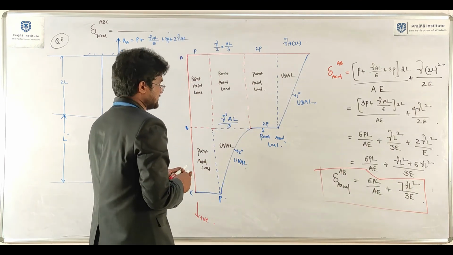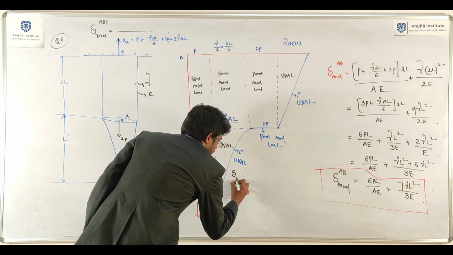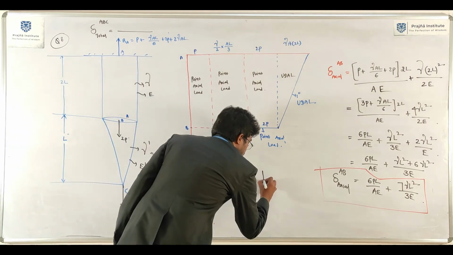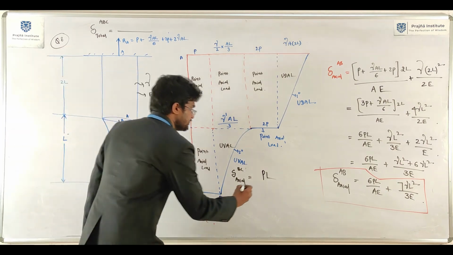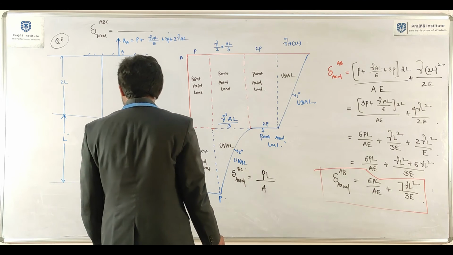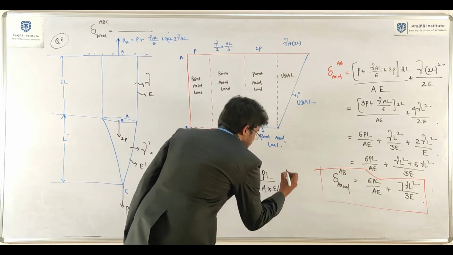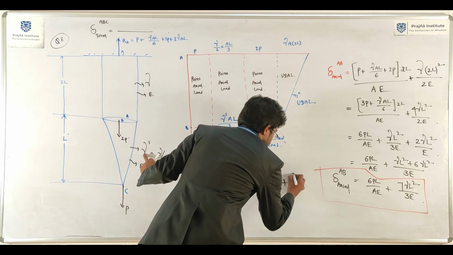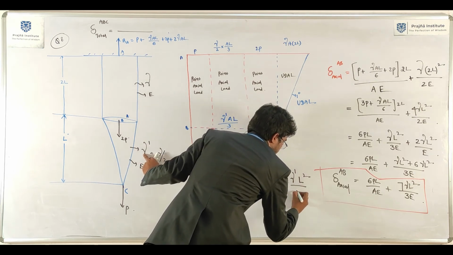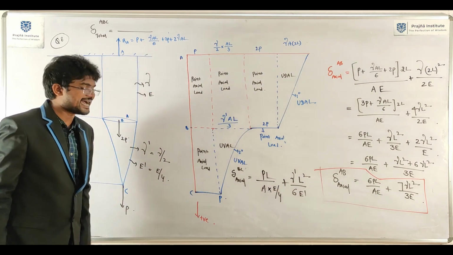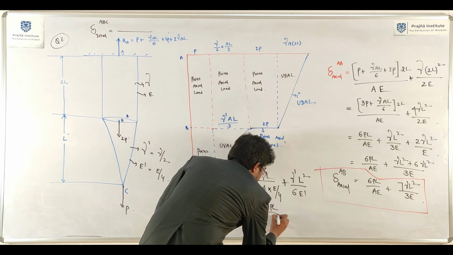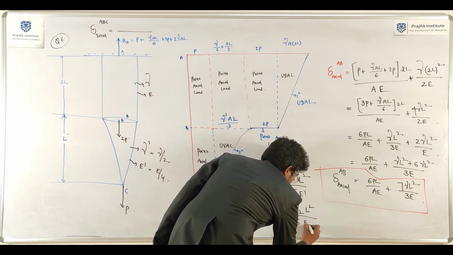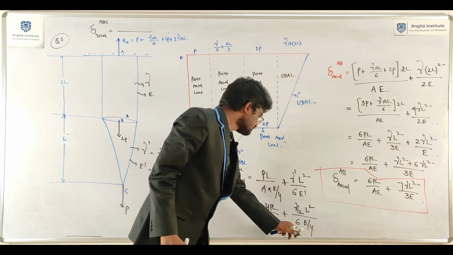Now, what about portion BC? Axial deformation in the portion BC equals point axial load, that is P into length by area A into E, which is nothing but E by 4, plus how much is this? Gamma dash, here it is gamma dash L square by 6 E dash, correct? Now here 4PL by AE plus gamma by 2 L square by 6 into E by 4. Finally, how much are you getting? Tell me.